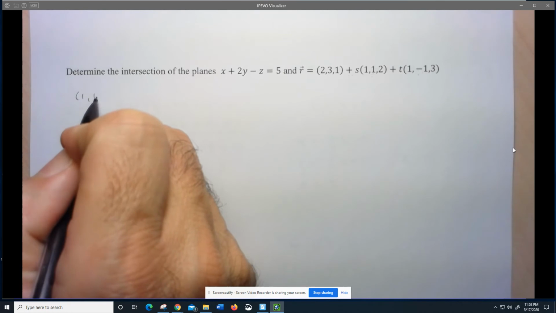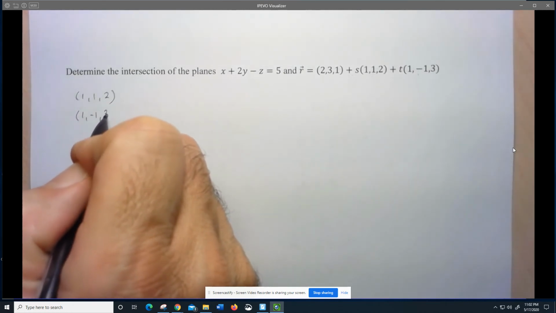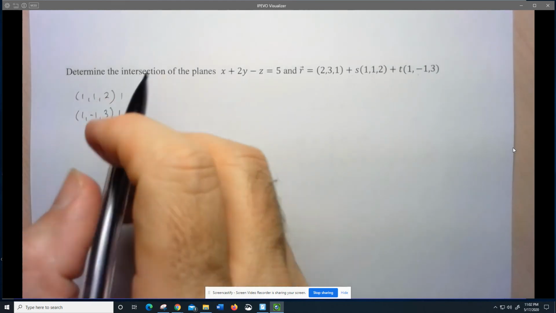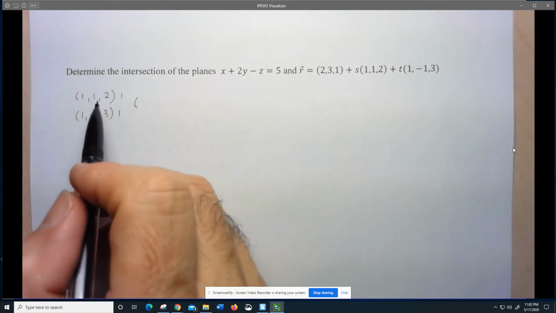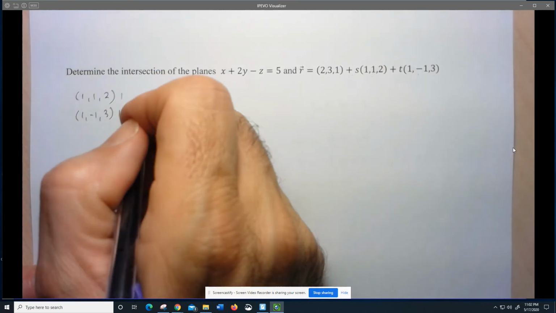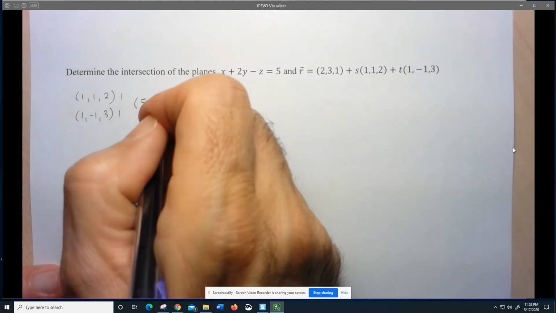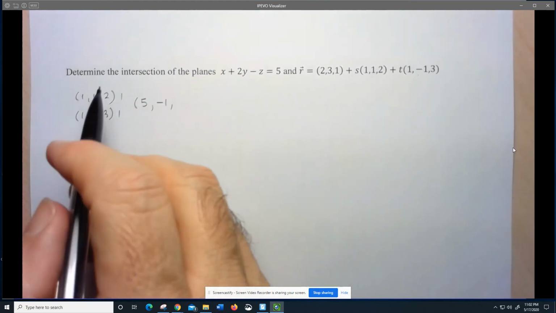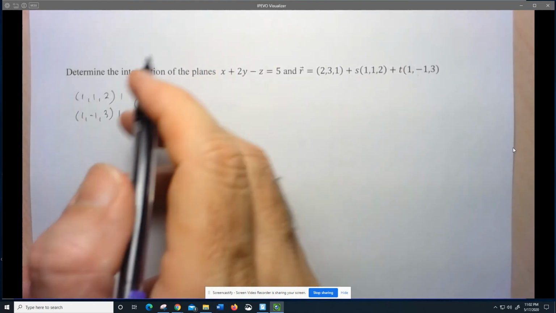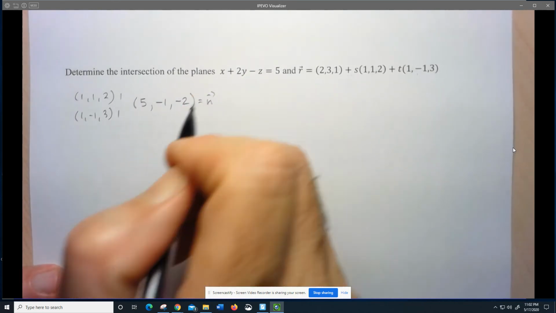So (1, 1, 2) and (1, -1, 3). Bring the ones over, and let's find the normal vector here. So what do we have? We have 3 minus negative 2, 3 plus 2 is 5. Here we have 2 minus 3 is negative 1. And here we have negative 1 minus 1, negative 2. So this will be my normal vector.